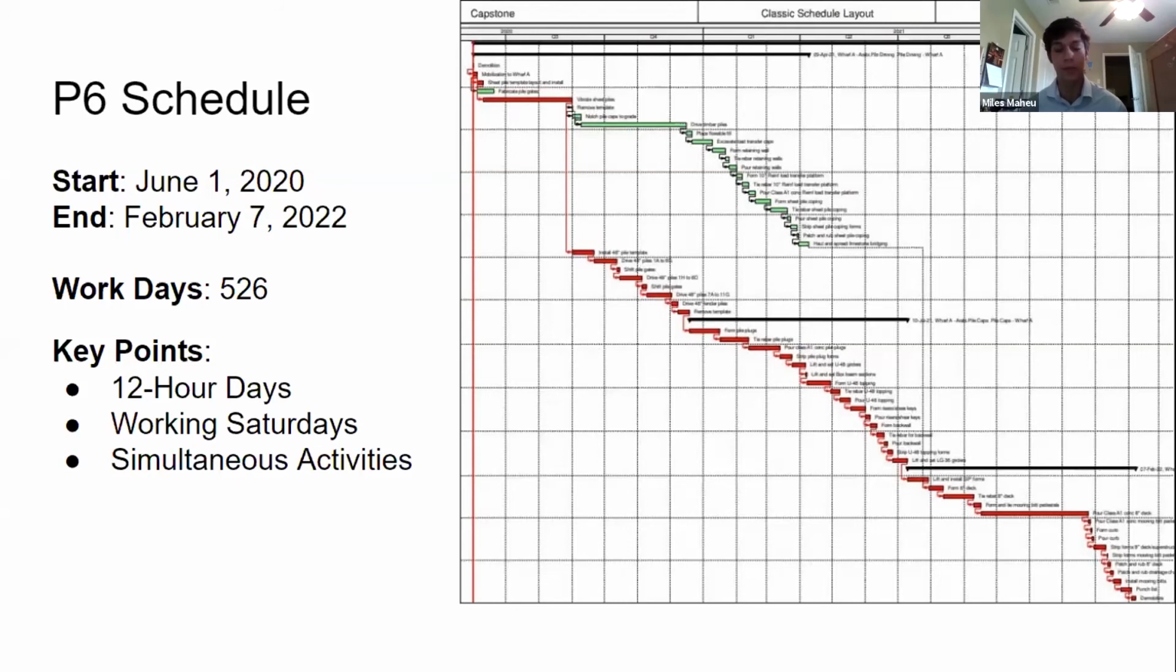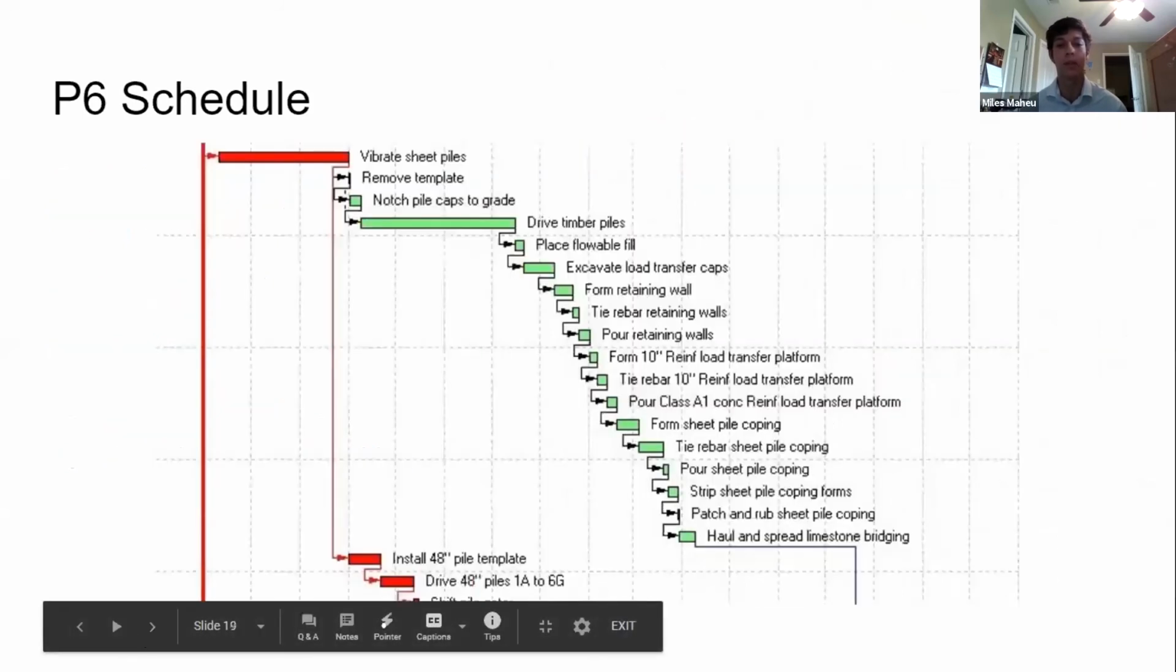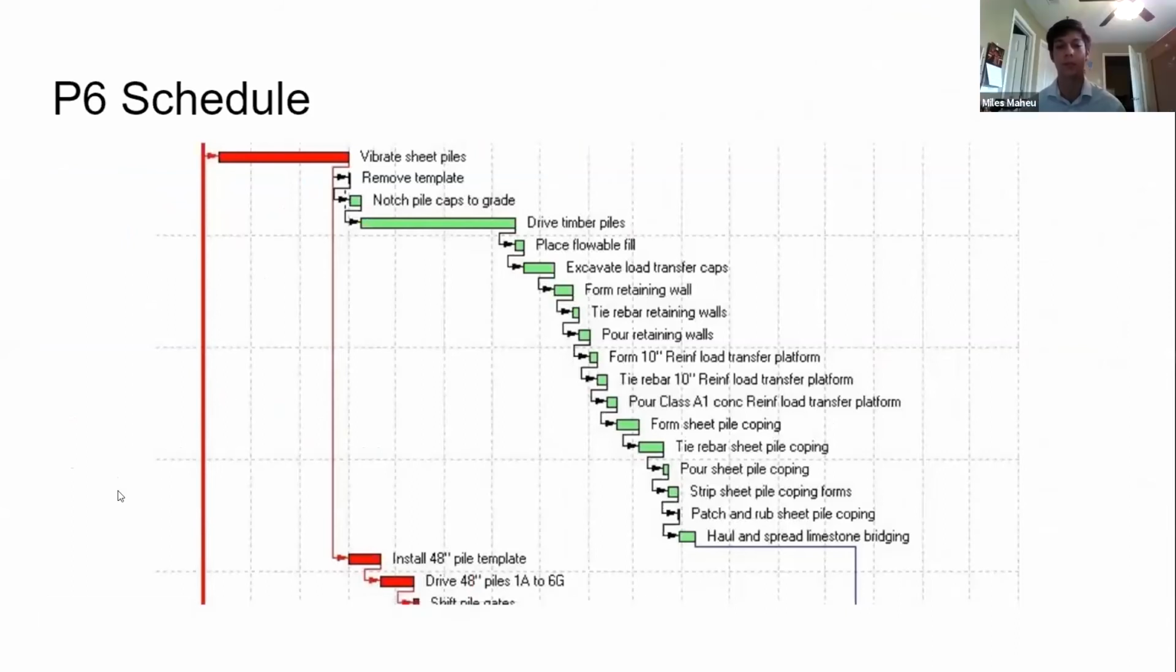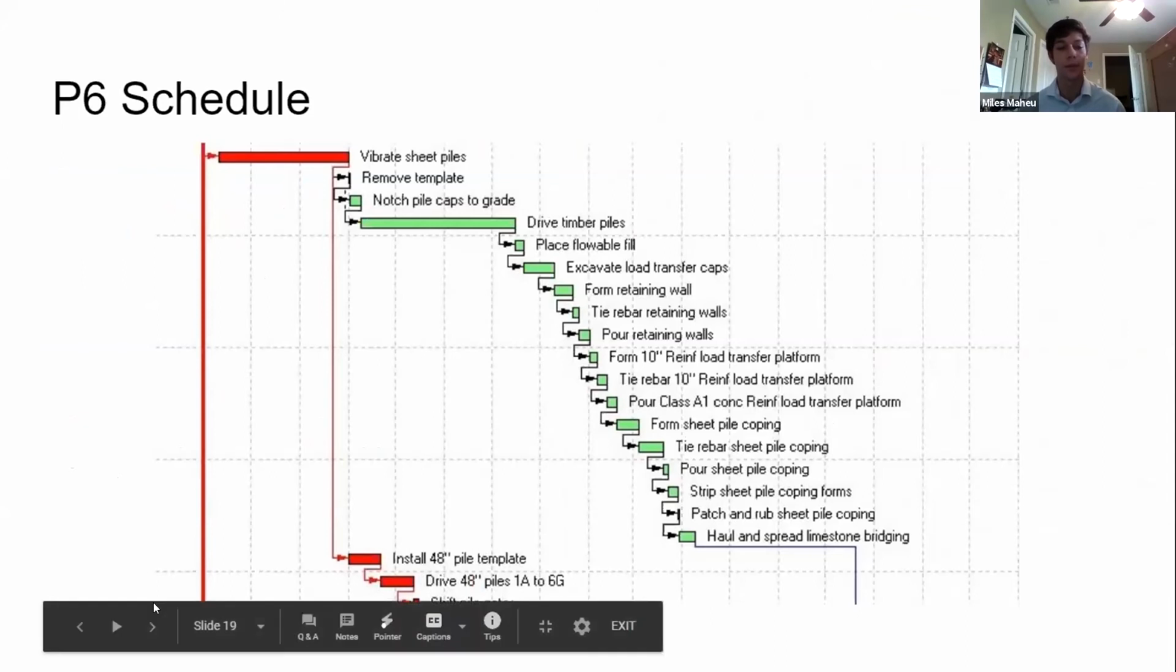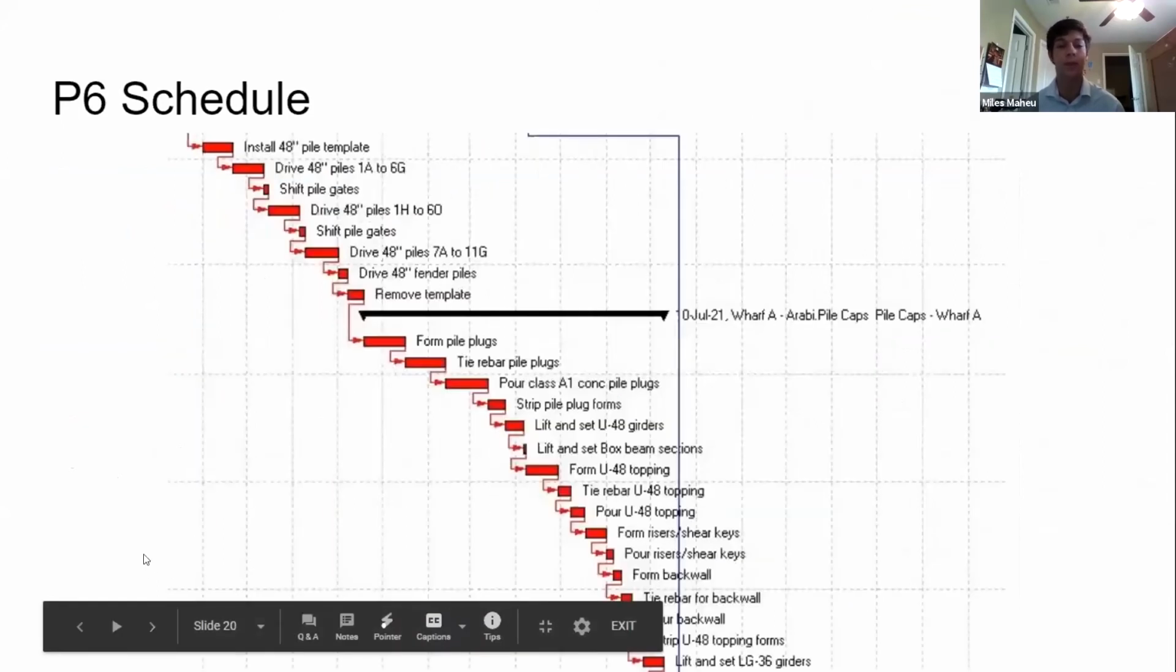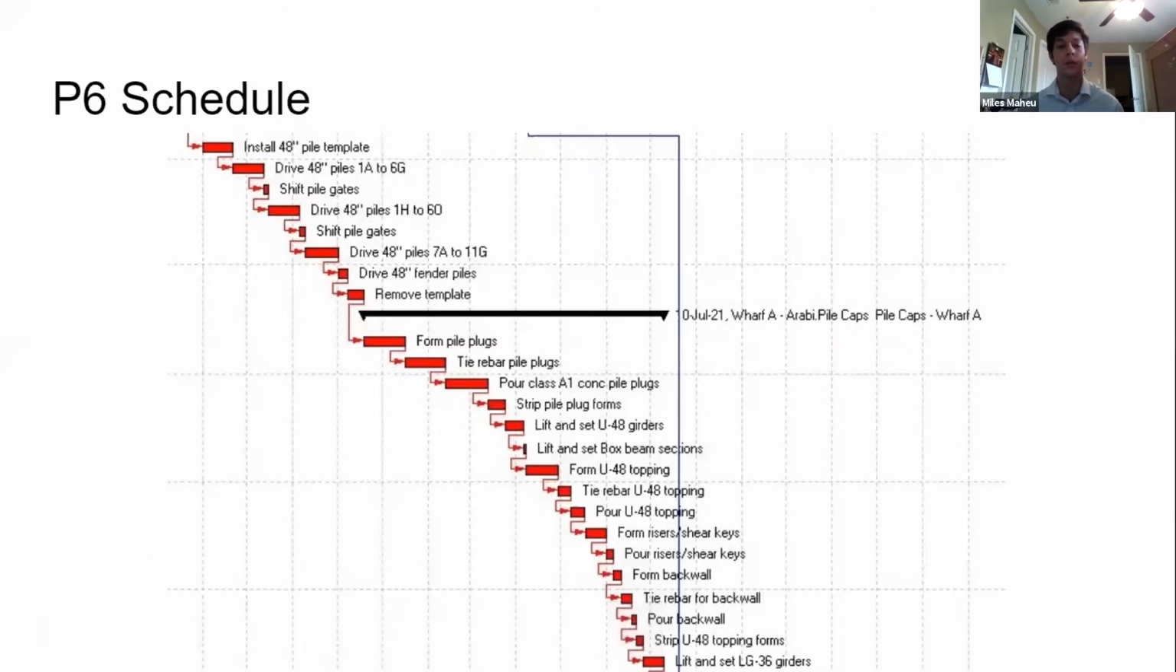And Jacob, if you'll go to the next slide, we can zoom in a little bit. So as you see here, we have 2 major sections that split in the beginning. The first section is going to be driving the timber piles, as well as pouring the flowable fill and the retaining walls. Jacob, if you can go to the next one, we can go to the next part. And so this is going to be our second major section, which is installing the 48-inch piles. And so from here, we continue with the critical path to the completion of the project.